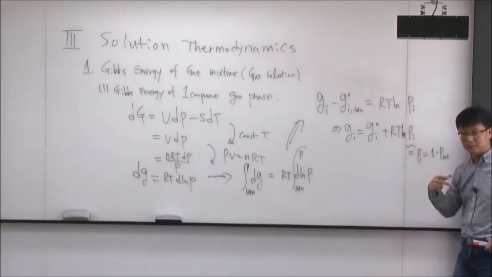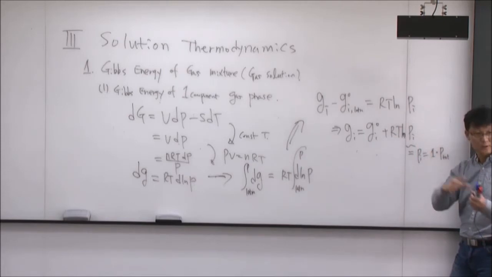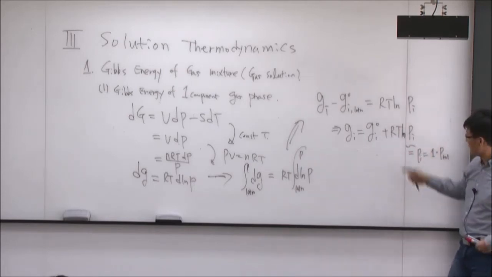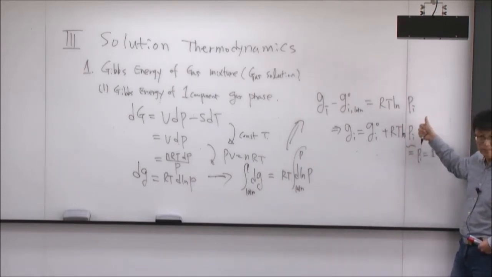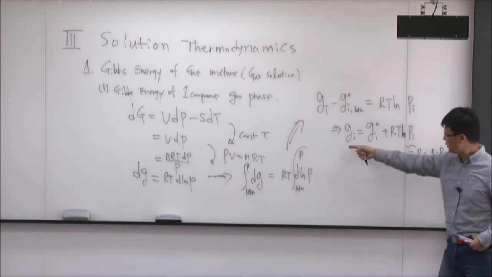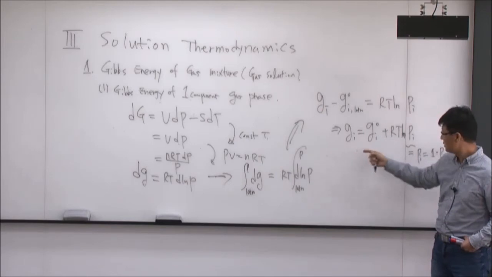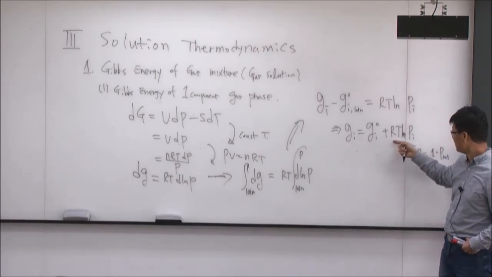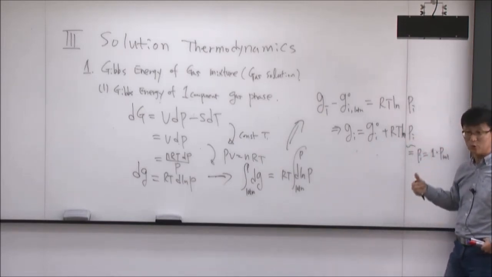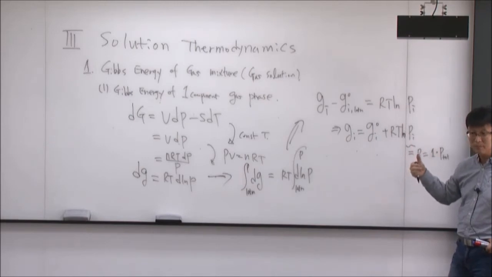Now, if I increase the pressure of the system, then PI is going up. Am I right? PI becomes 2, for example. Then the Gibbs energy of I is the Gibbs energy of I pure plus RT ln 2. So its Gibbs energy is going up. Okay?